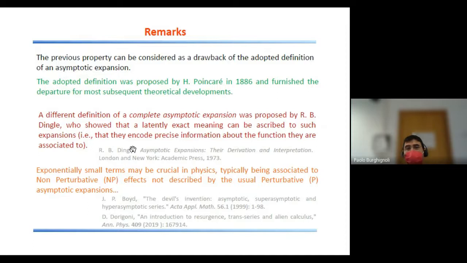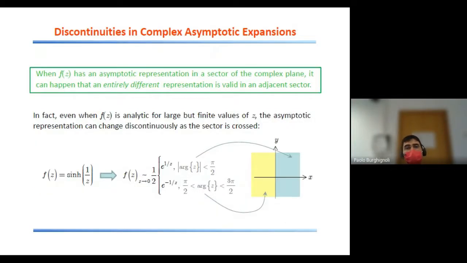of superconductivity. If you are interested in this, I can advise you to read this beautiful review article by John Boyd, who, by the way, is a civil engineer, whose name is interesting: The Devil's Invention. This refers to Abel's idea that divergent series are something due to the devil: asymptotic, superasymptotic, and hyperasymptotic series. And there is also this review article more focused on theoretical physics, which gives you an introduction to a mathematical theory related to all of these, which is the so-called resurgence theory, from which you can resurrect exponentially small terms which seem to be lost in the asymptotic development. Okay, let us finish by again mentioning the issue of discontinuities in complex asymptotic expansions.